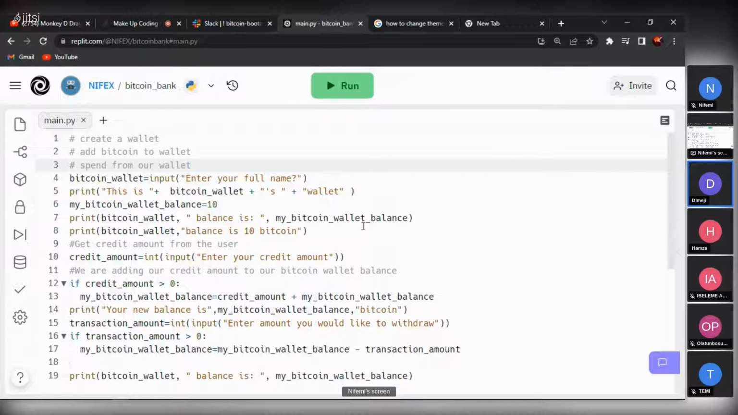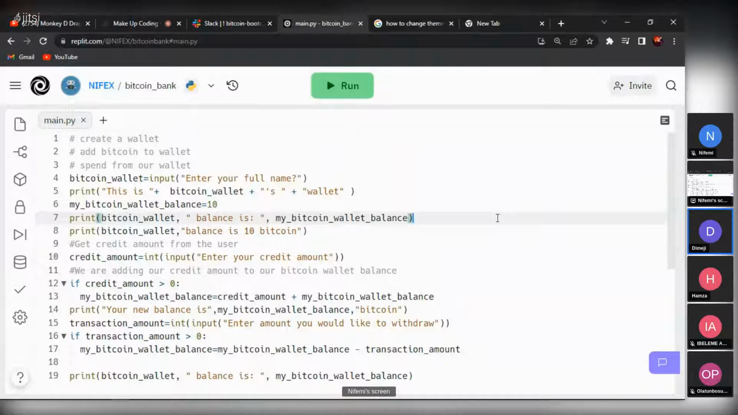Good. Thank you. It will say Hamza's balance is 10. Look at it again. What's the Bitcoin wallet? The Bitcoin wallet is Hamza, or the Bitcoin wallet is Amarachuku. Is that not so? It's going to say Amarachuku's balance is what? 10. Yeah. Do you understand that at all? Yes, sir. Are you sure? Yes, sir. All right, good.